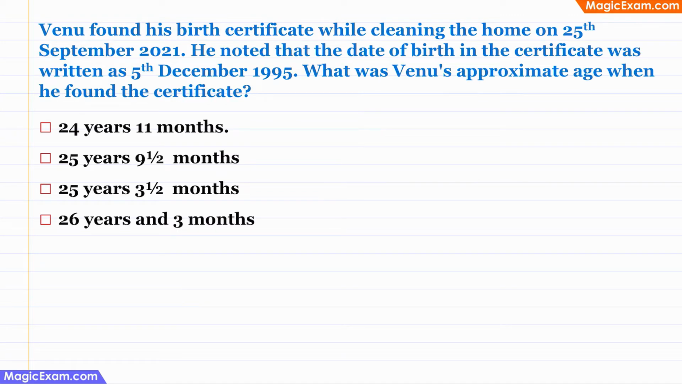Venu found his birth certificate while cleaning the home on 25th of September of 2021. He noted that his date of birth in the certificate was written as 5th of December of 1995. What was Venu's approximate age when he found the certificate?